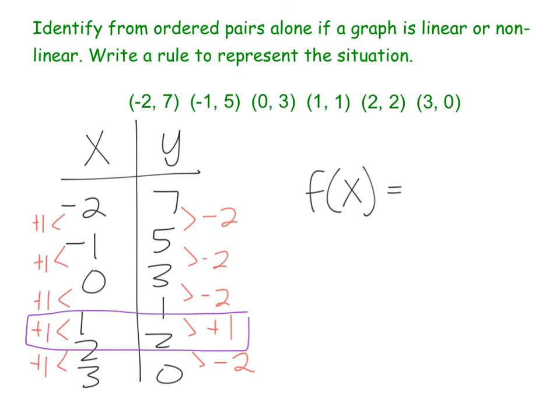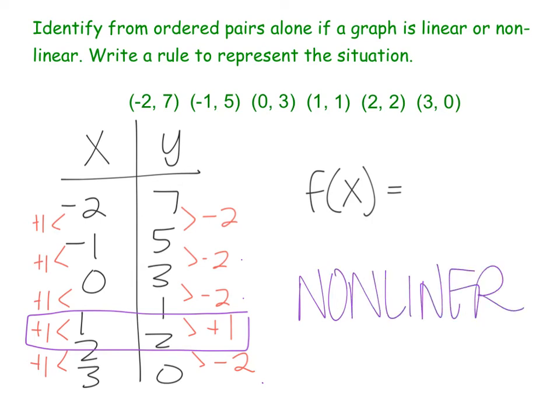And notice when you look at the rate of change for all points, you can't just do the first few. It is relatively constant until we get this one boxed in purple, which makes it nonlinear, because that's going to give you a bump in your graph. It's no longer a straight line.